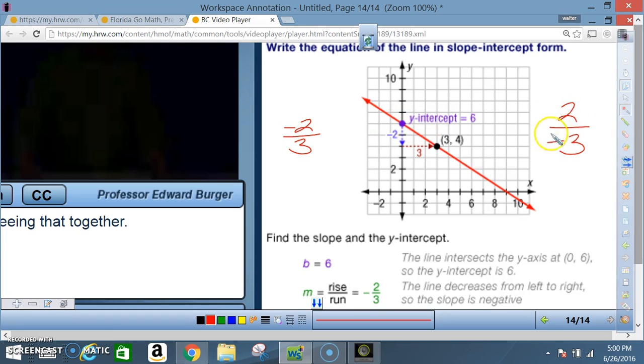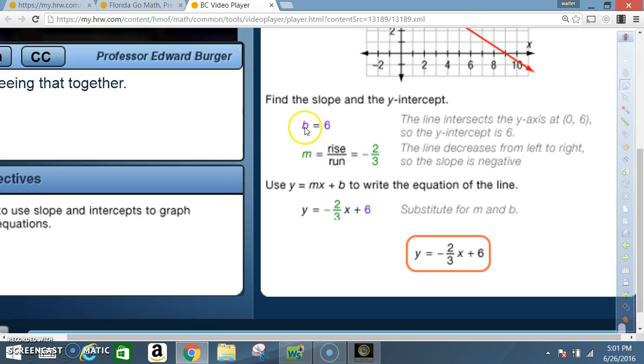See that? But now here's what you notice. What is a negative divided by a positive? That's going to be a negative. What is a positive divided by a negative? That's going to be a negative. So both situations give me the same answer, but I have to know how to count my slope in both directions.